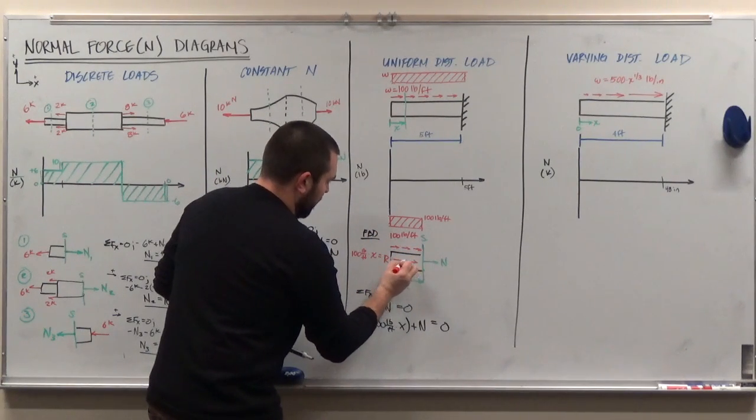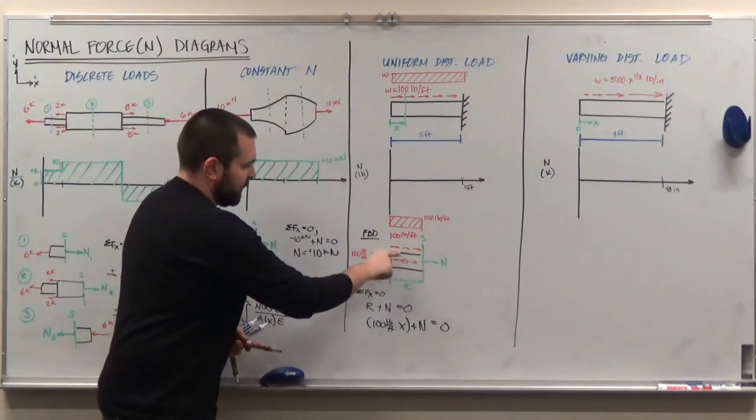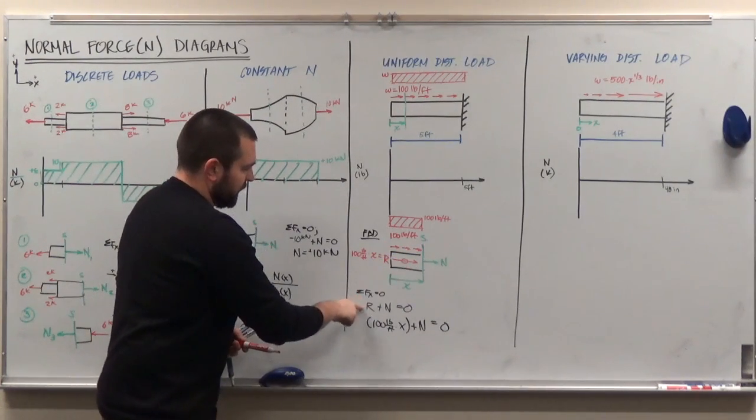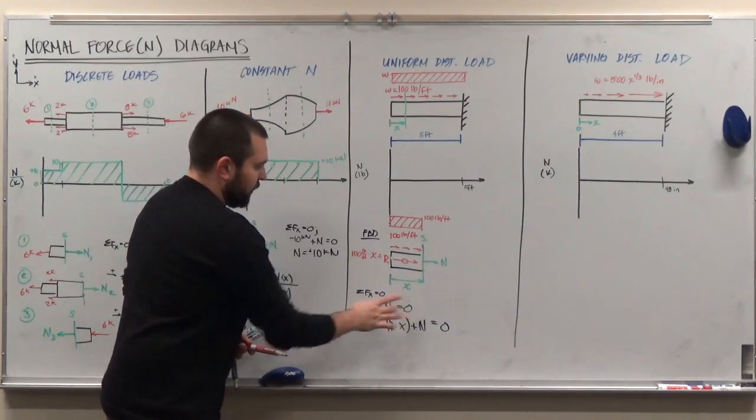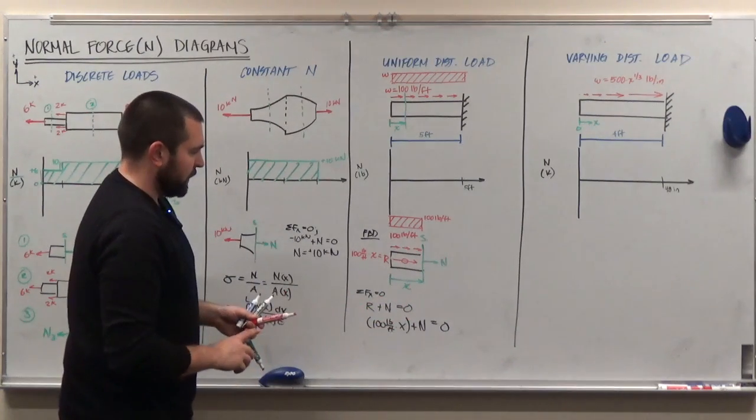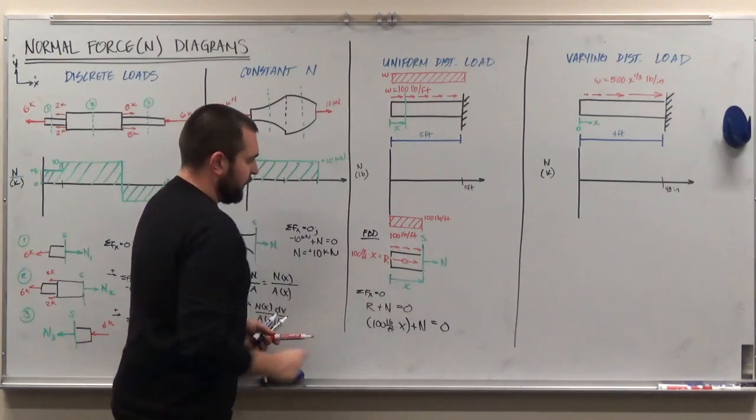My resultant is pointed to the right because my distributed load is pointing to the right as well. And so when I sum this up, my resultant pointing to the right is positive. My internal normal force is pointing to the right. It's also positive. Those sum up to 0. Okay, so I apologize for that mistake. All that we changed were the directions of these arrows right here.